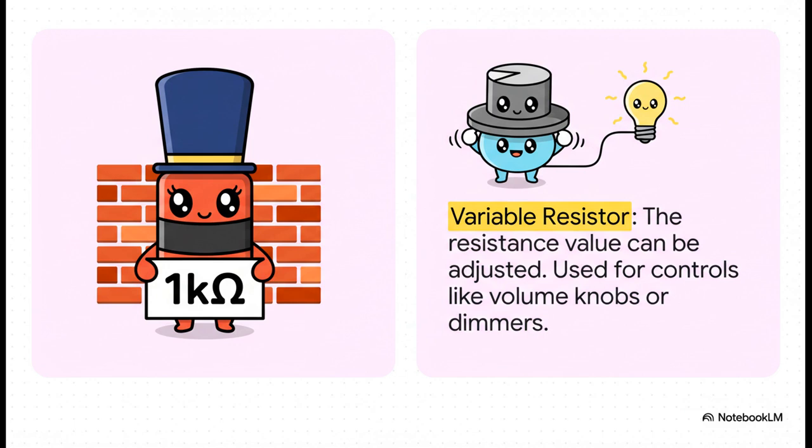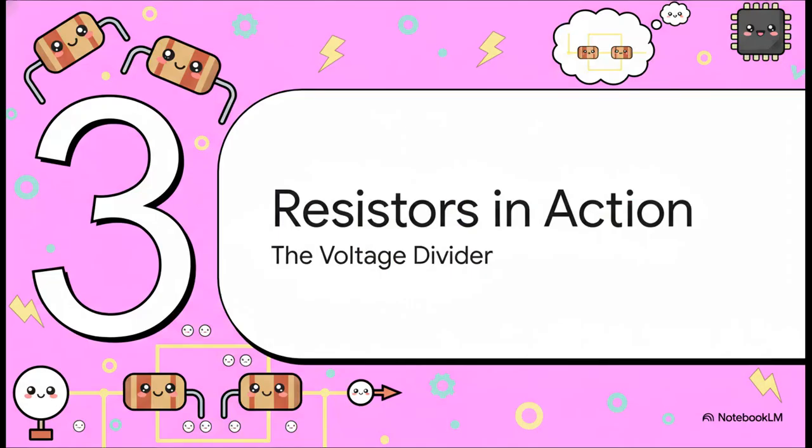But then you've got these other cool ones called variable resistors, or maybe you've heard them called potentiometers. I mean, just think of a volume knob on a stereo, or a light dimmer on your wall. That's a potentiometer. It's letting you physically adjust the resistance, and because of that, you're changing the current or voltage on the fly.